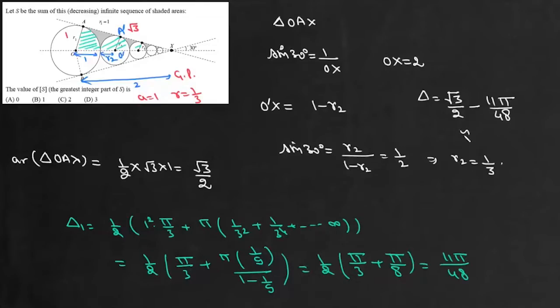And this value is nearly 0.146. So that's your S. Now it says we have to find the greatest integral function part of S. Now in this case, the greatest integer function of S will be simply 0. So the answer to this question is option A.